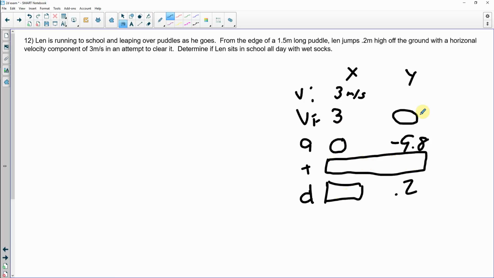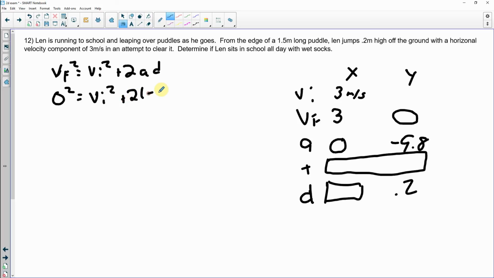So for you, I hope you realize we can use VF squared equals VI squared plus 2AD. That would be the way I would go. VF squared equals VI squared plus 2AD. So far, so good. So that's going to be 0 squared equals VI squared plus 2 times negative 9.8 times 0.2, because that's our D. Now, this is all one constant, so I'm just going to plug that all in. 2 times negative 9.8 times 0.2.